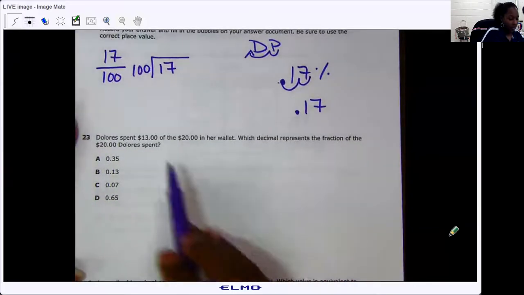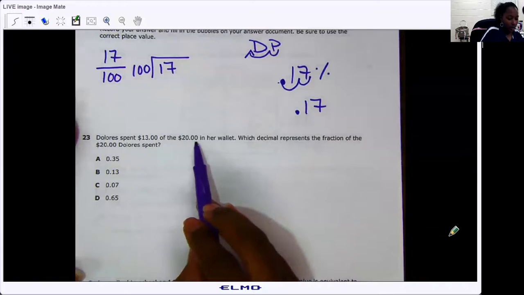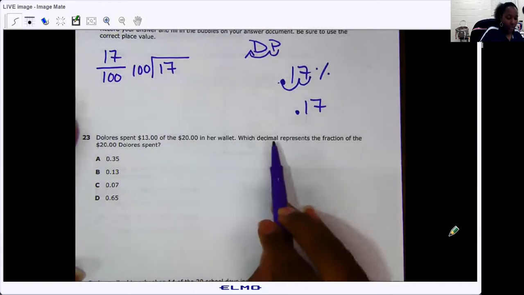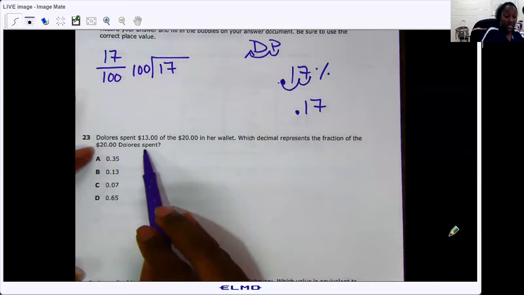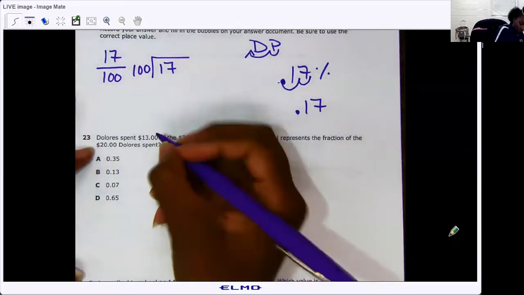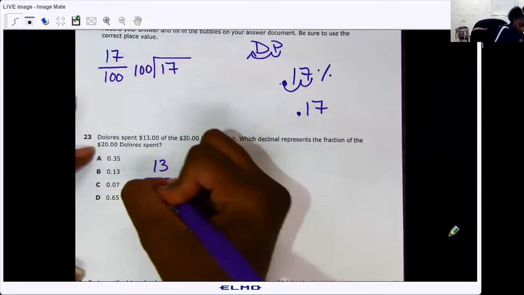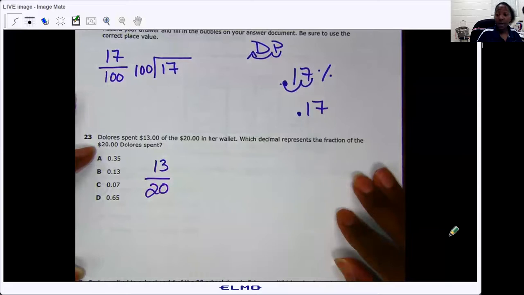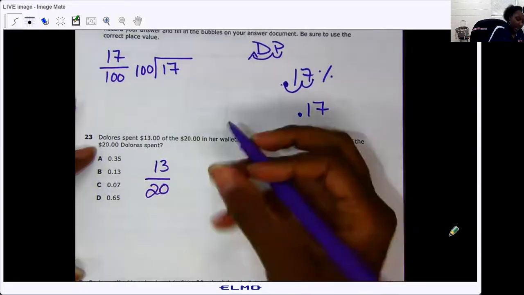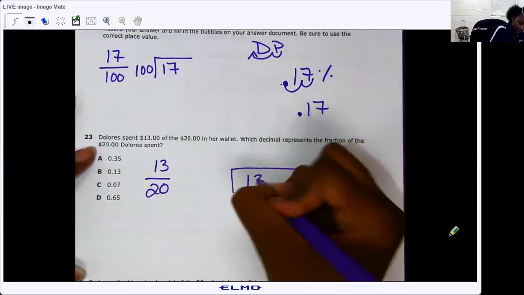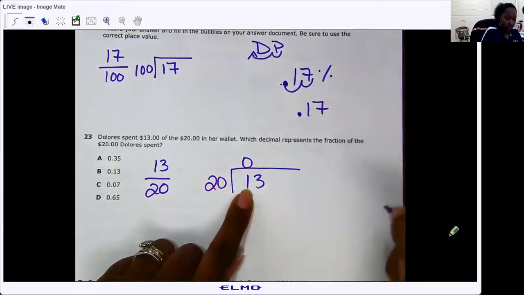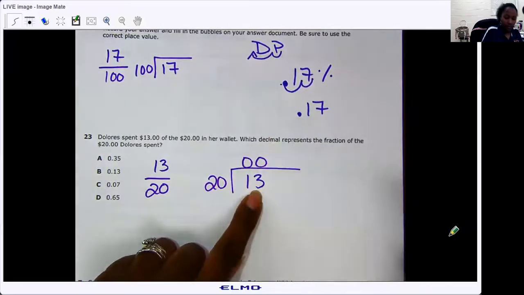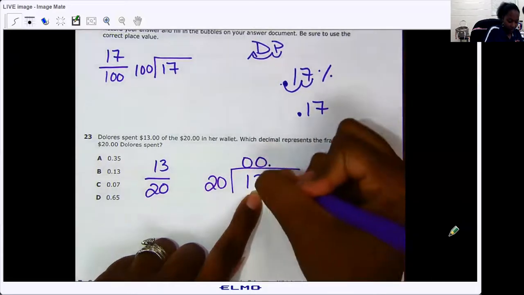Dolores spent $13 of the $20 in her wallet. Which decimal represents the fraction of the $20 spent? Well, 13 out of 20. There's our fraction, but we need a decimal. Tie bow. Top in, bottom out. 20 will not go into 1. 20 will not go into 13. So we need to add a decimal and a 0.